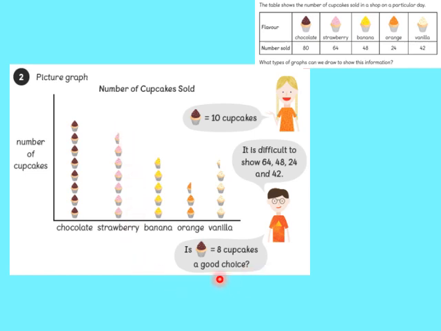And Charles says, is making one picture worth 8 cupcakes a good choice? What do you think? Maybe we could change it. If we look at the data, we can see that all of these numbers are a multiple of 8, so they're in the 8 times table. So maybe one picture being worth 8 cupcakes would be better.